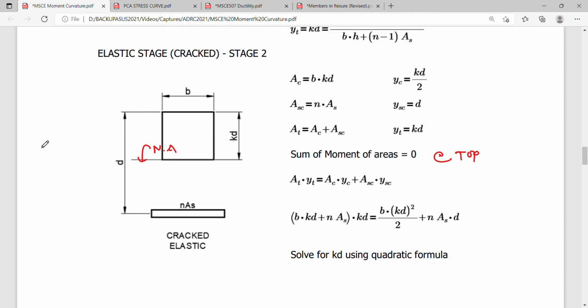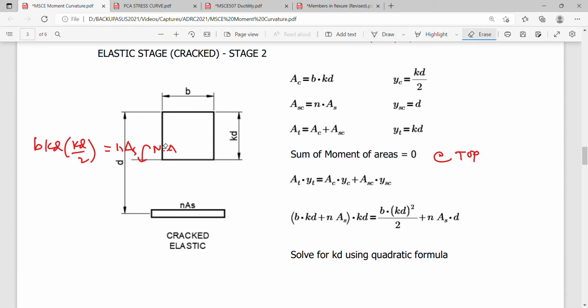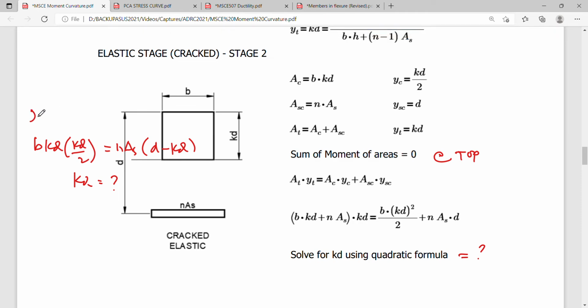Okay. So what do I mean? My formula now will simply be equal to BKD times KD over 2 is equal to NAS times D minus KD. So it's easier to solve KD here, okay, than KD here. But they are the same, okay? They should be the same because we are using an equilibrium equation. This is summation moment of areas equals 0 at the neutral axis. This is the neutral axis.